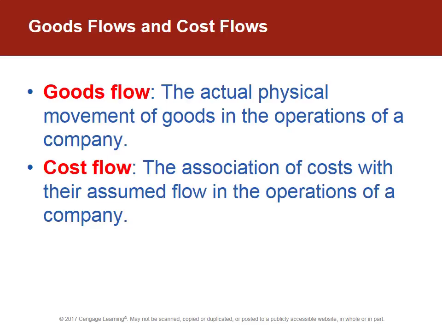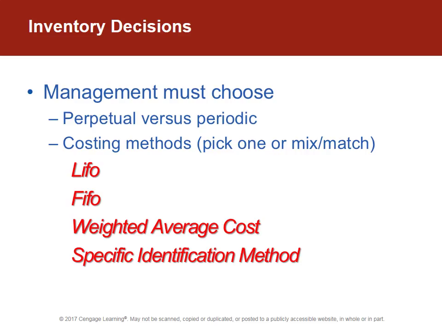So most students get them confused. From now on, we're going to be talking only about cost flow. Management chooses, first of all, perpetual versus periodic. We've talked about that. Perpetual is the one with the barcodes. Periodic is the one that requires a count to know what you sold.